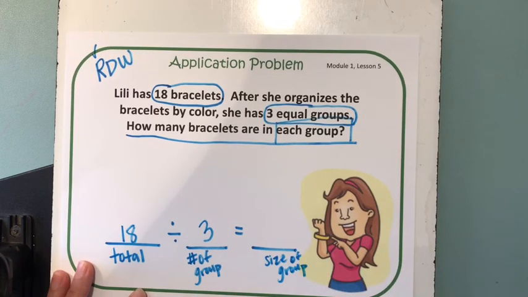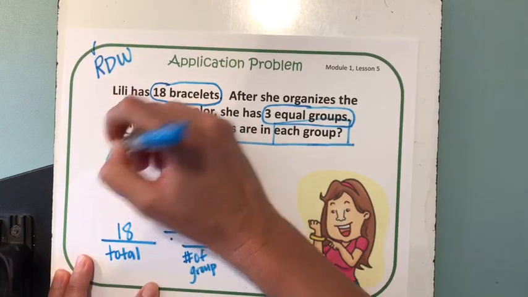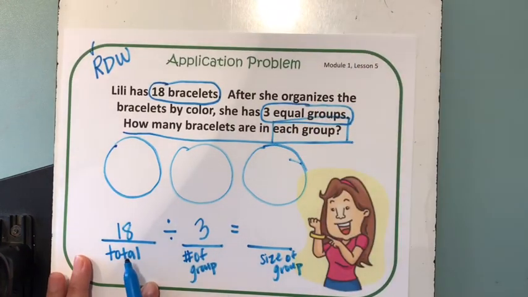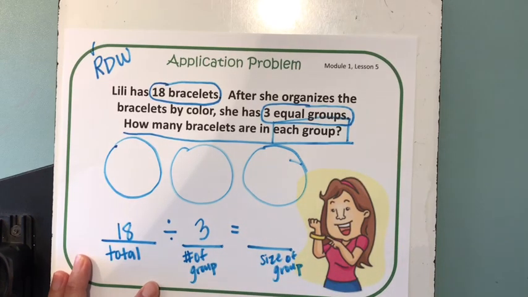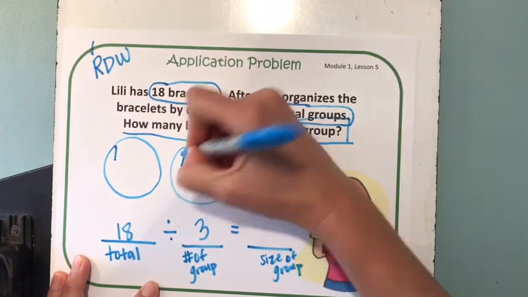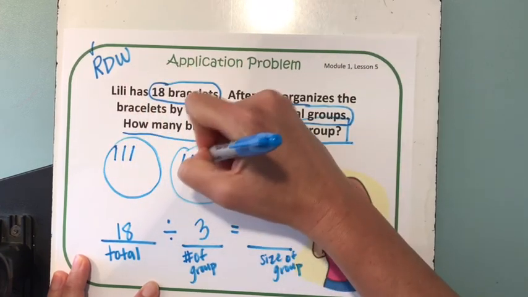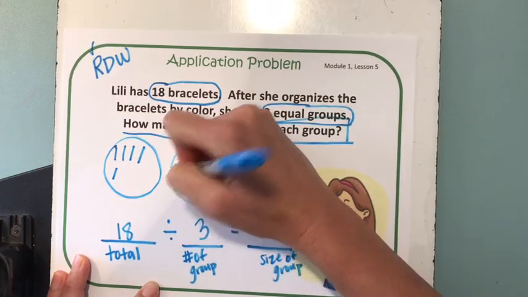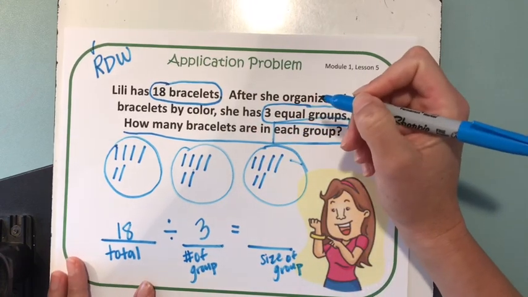So since I know the number of groups, I'm going to go ahead and draw a picture of 3 groups. Oops. 1, 2, 3. And I'm going to disperse 18 bracelets one at a time into each group until I get to 18. So count with me. 1, 2, 3, 4, 5, 6, 7, 8, 9, 10, 11, 12, 13, 14, 15, 16, 17, 18. So I've gotten to 18 bracelets.